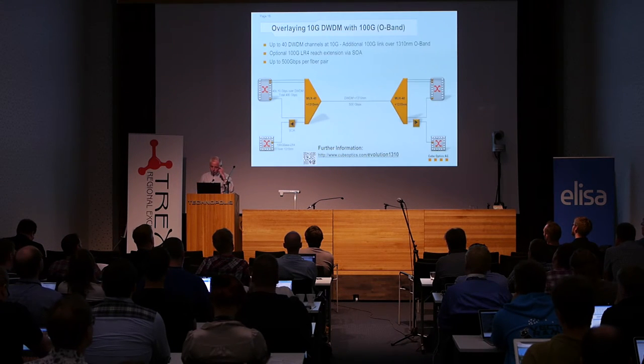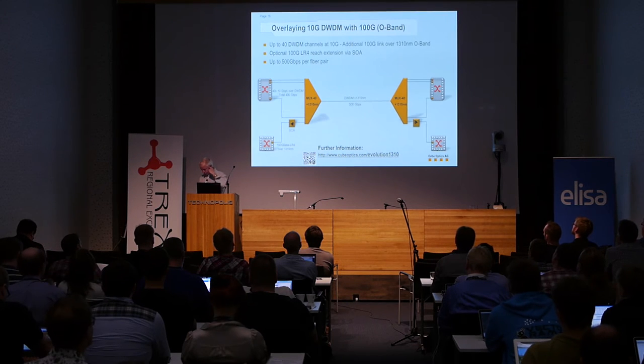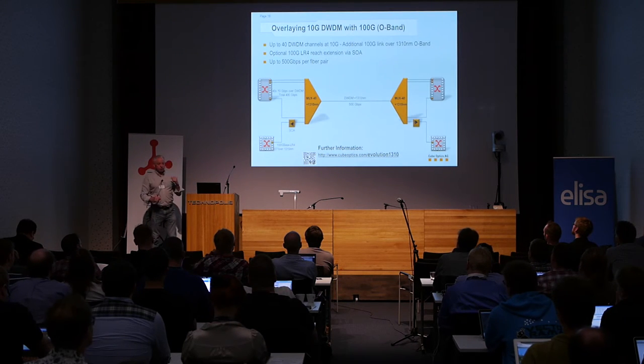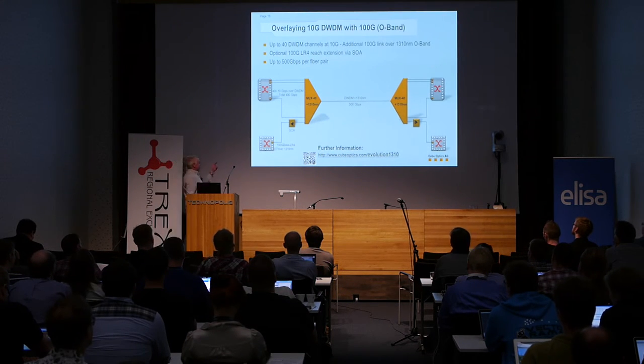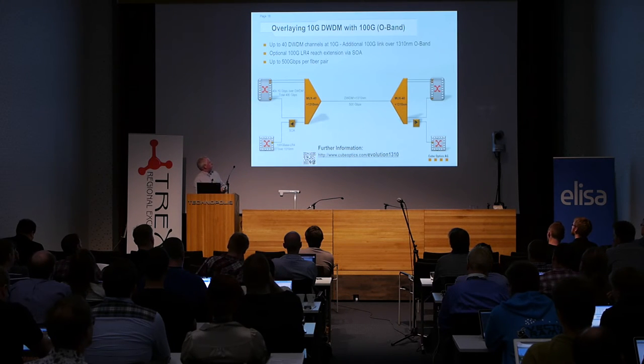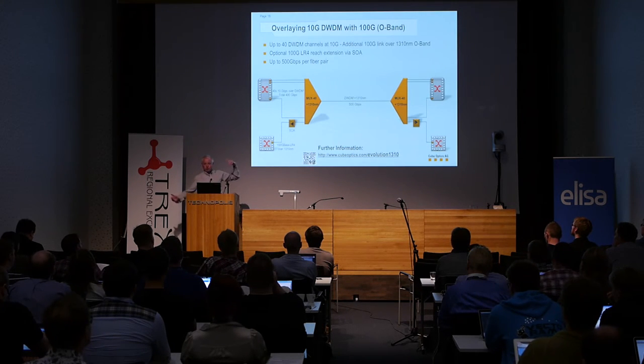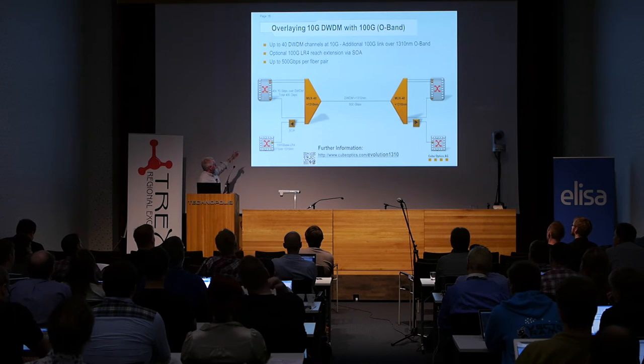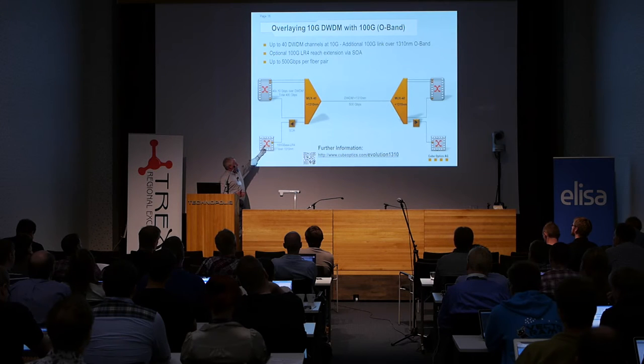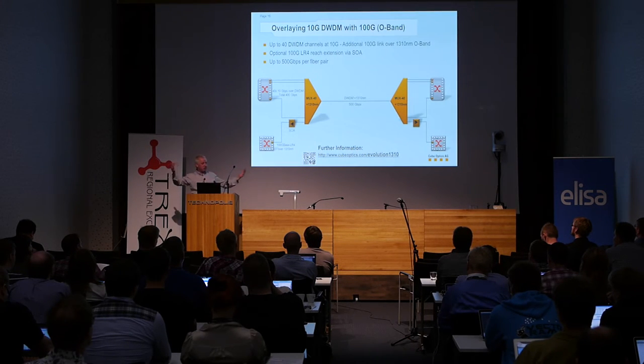So what does that look like in a network? Because this wouldn't be a proper forum if we didn't have a network diagram, correct? What we're trying to show here is 40 times 10 gigs over a standard MUX40. This is a DWDM MUX-DMUX over a fiber pair. And at the bottom here, we're showing an LR4 100 gig running over 1310 nanometers using a SOA amplifier to take you up to 50, 60 kilometers. This is installed and working today.